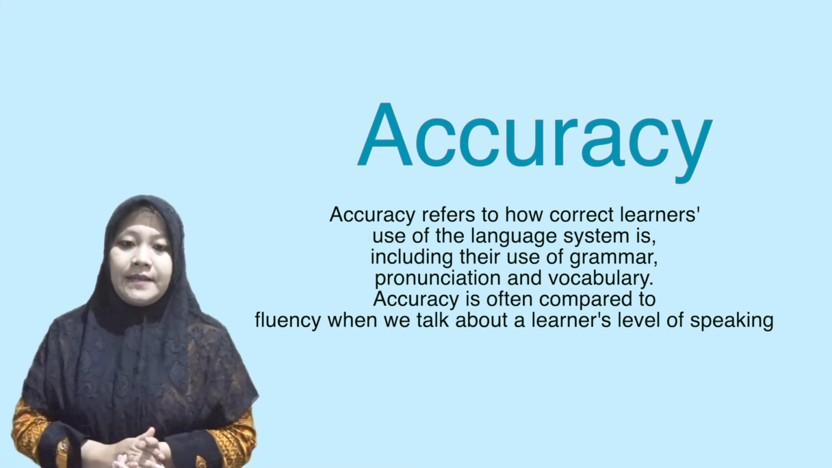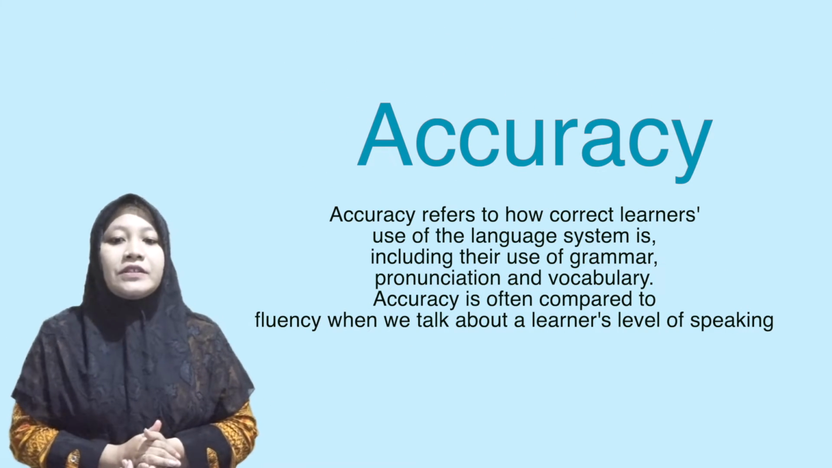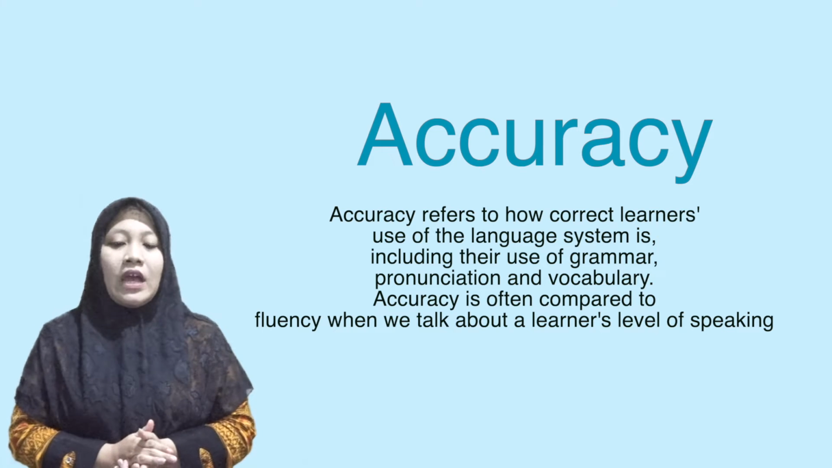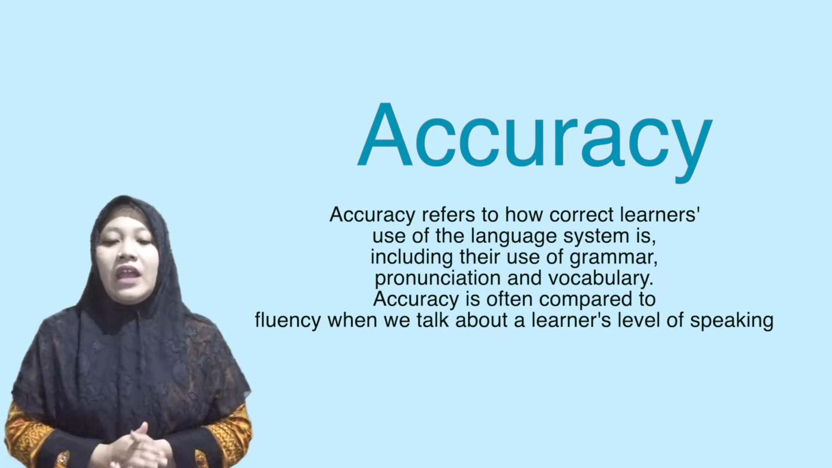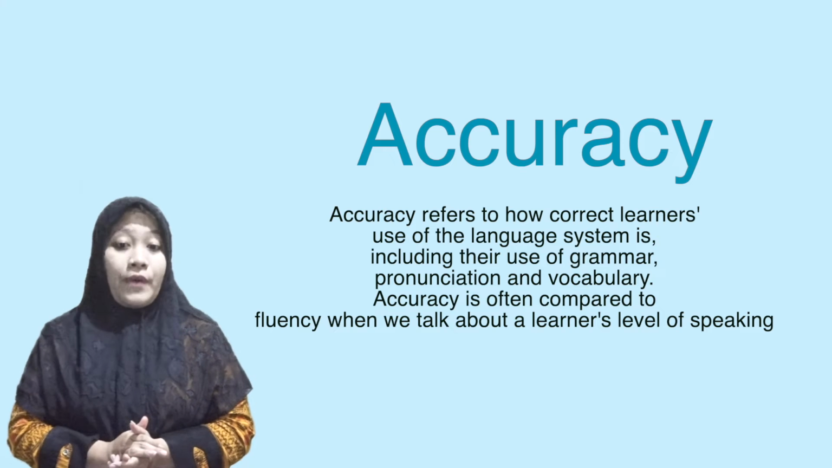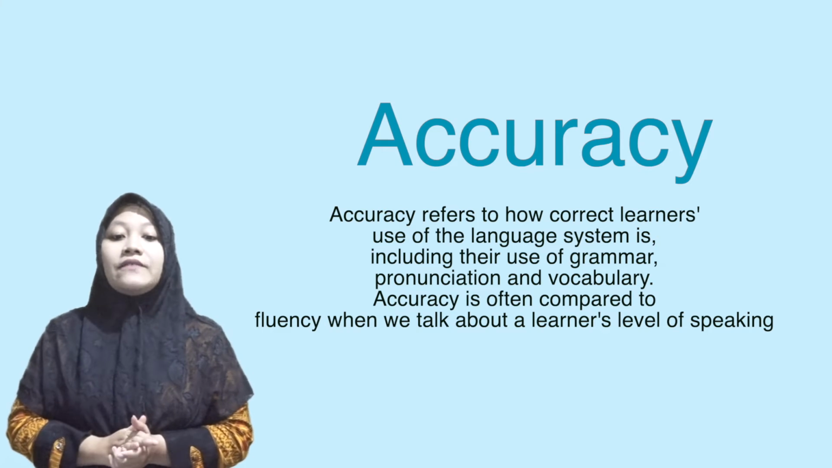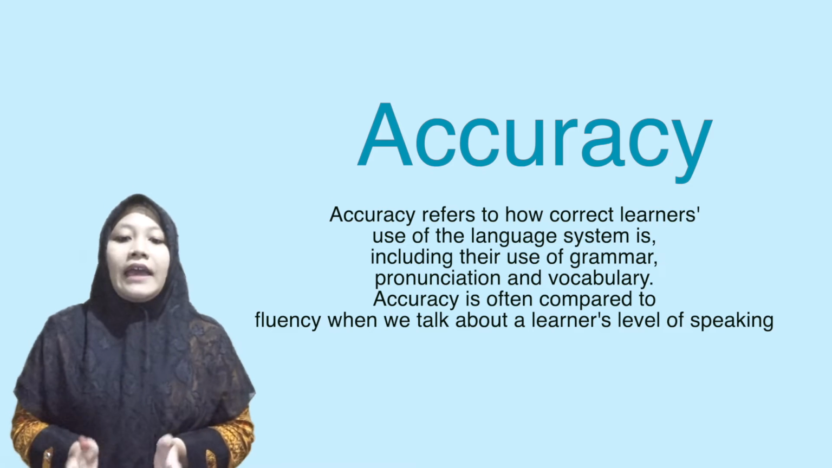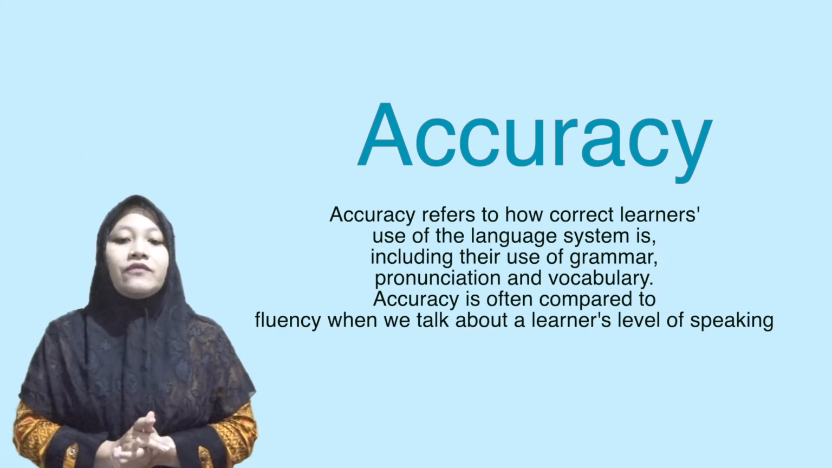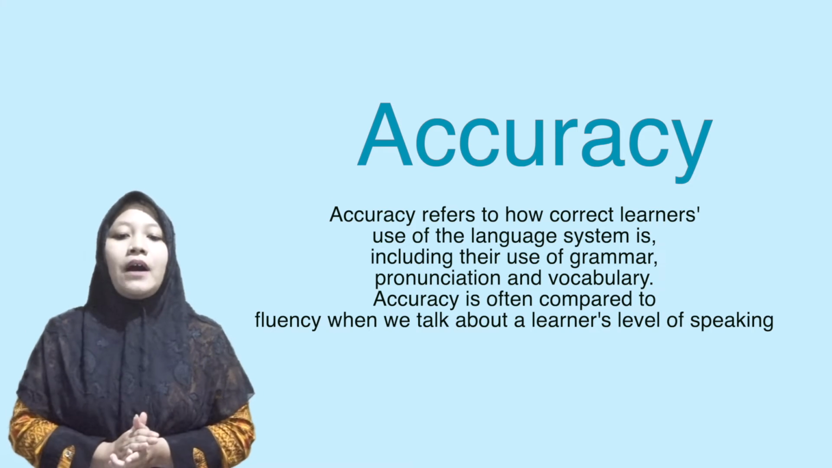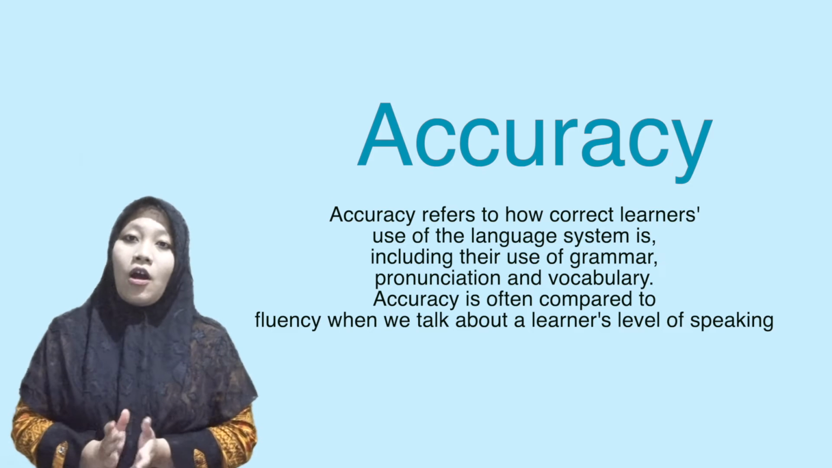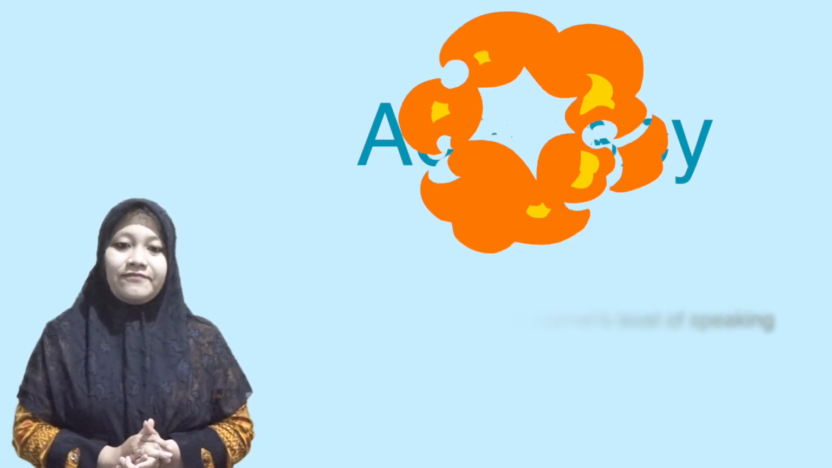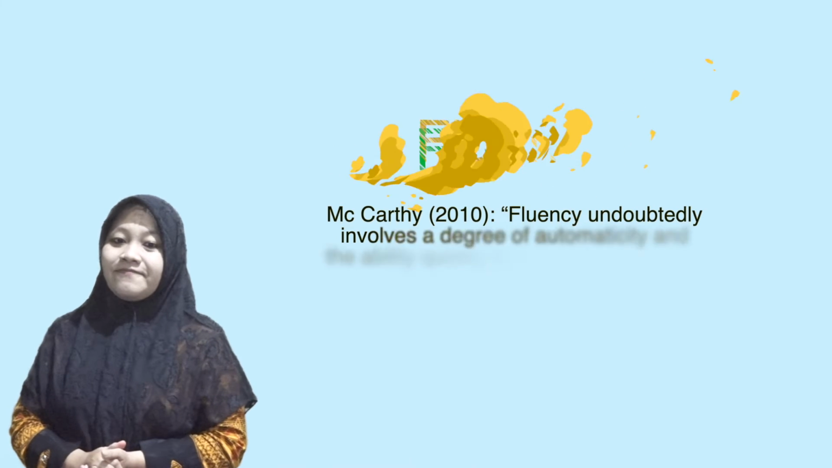Now, what is accuracy? Accuracy refers to how correctly learners use the language system. It includes the use of grammar, pronunciation, and vocabulary. Accuracy is often compared to fluency when we talk about a learner's level of speaking. The second is fluency.